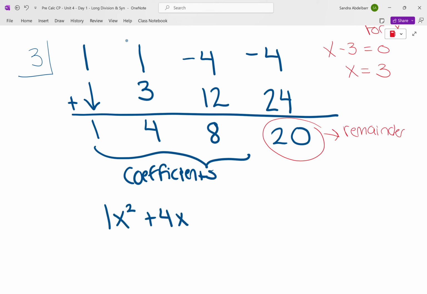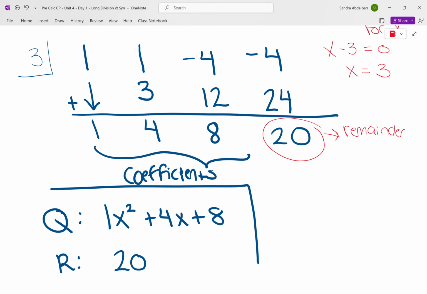So what are we going to have? We are going to have 1x squared plus 4x plus 8. So this is our quotient. And what's our remainder? 20. Okay.